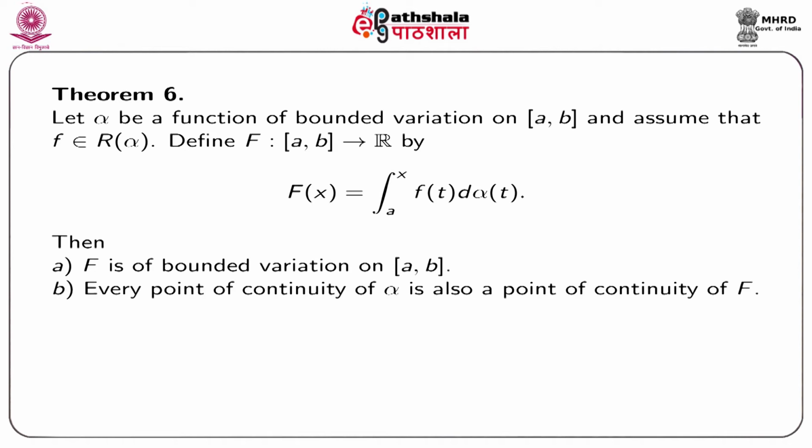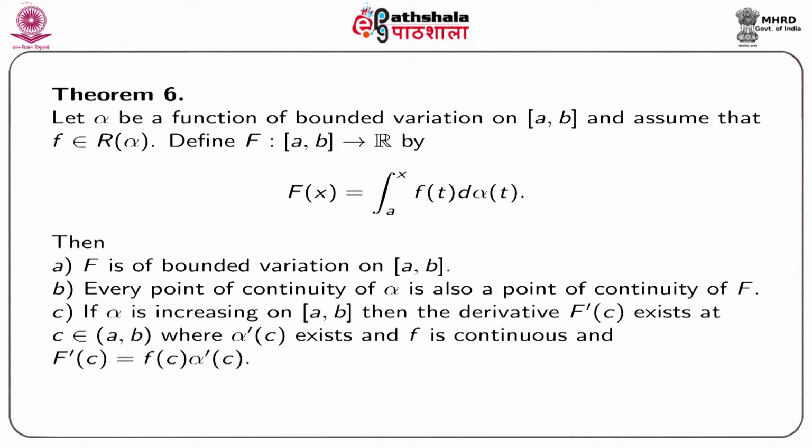Every point of continuity of the integrator alpha is also a point of continuity of capital F. If alpha is increasing on closed interval a b, then the derivative capital F dash c exists at each intermediate point c belonging to open interval a b, where alpha dash c exists and the function f is continuous, and capital F dash c is actually equal to f(c) into alpha dash c.